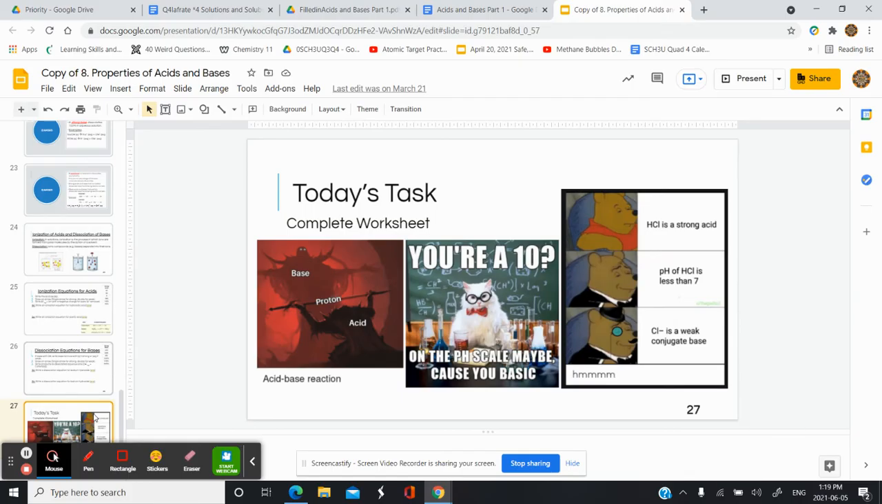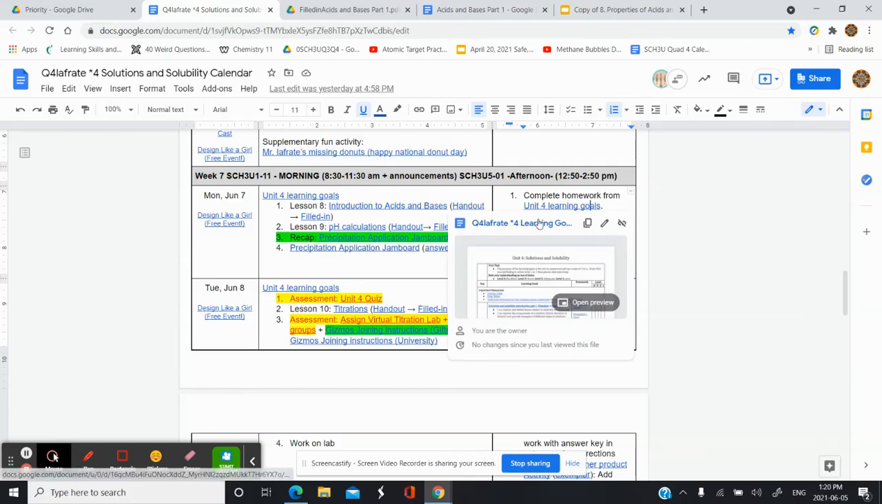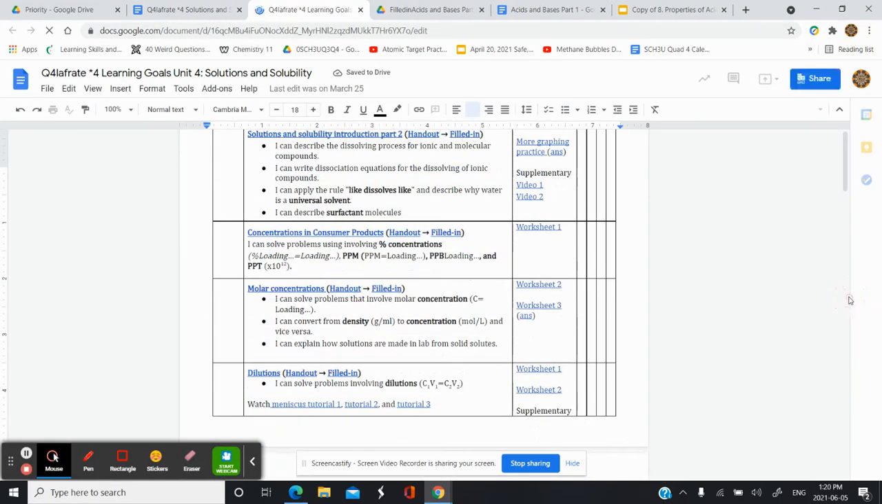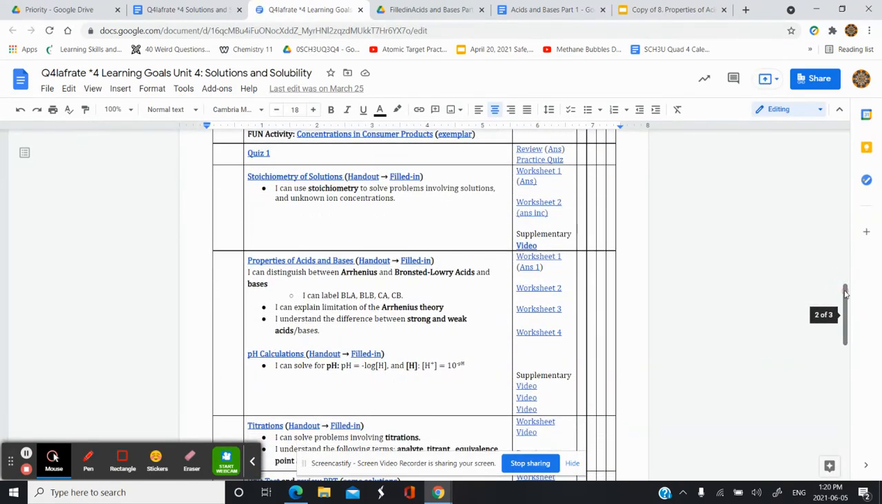The learning goals can be found in your unit calendar here. And when you open up the learning goals, you'll go straight down to the acids bases lesson. There's a few different acid bases lessons. The one that we just went over is called the properties of acids and bases, and you have some worksheets here to go over that.